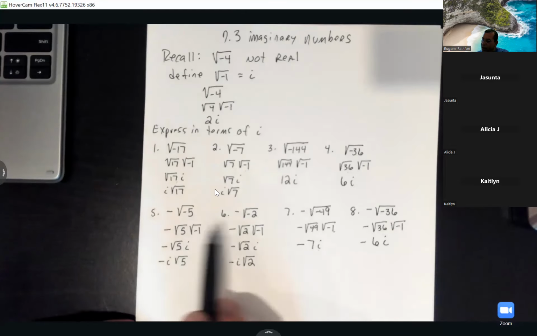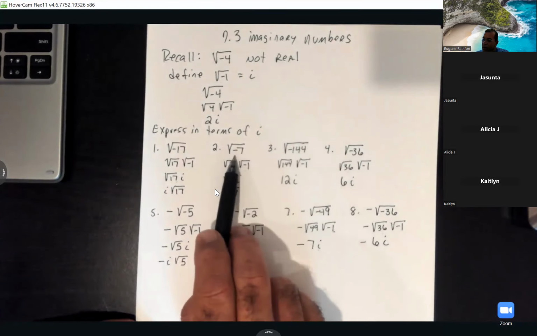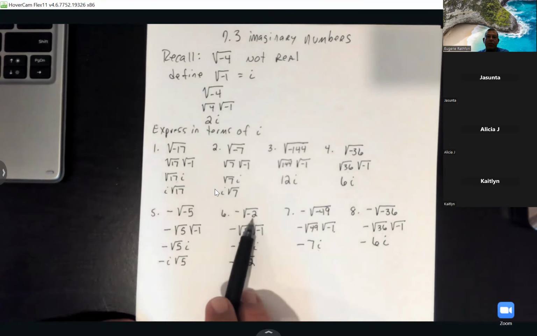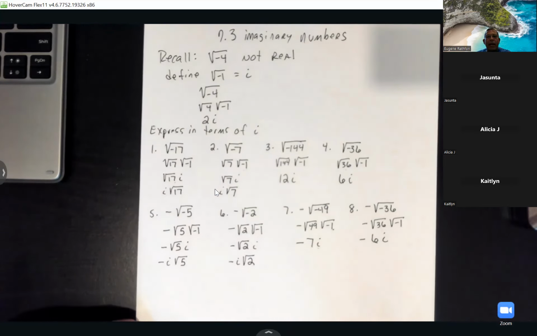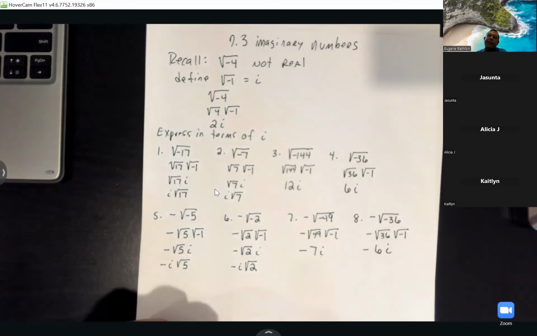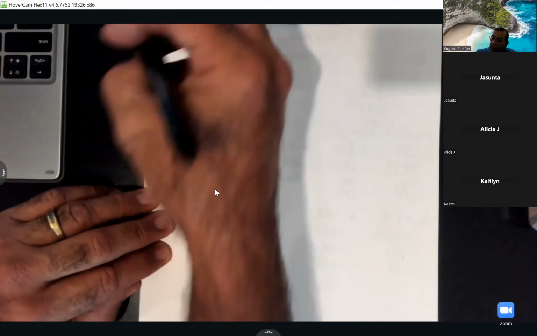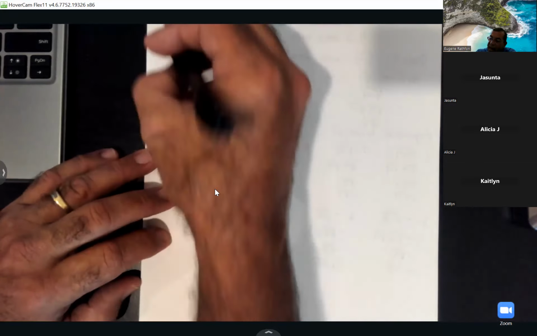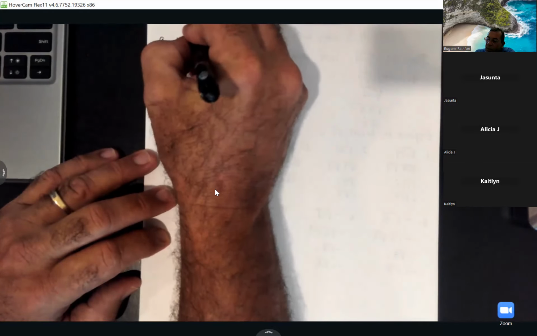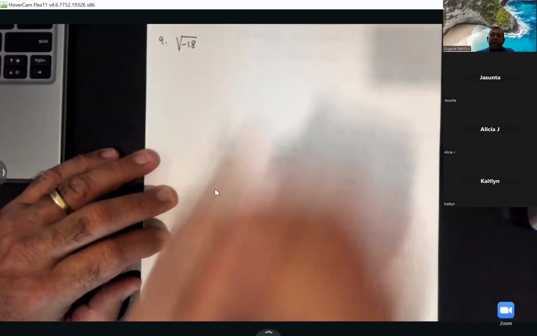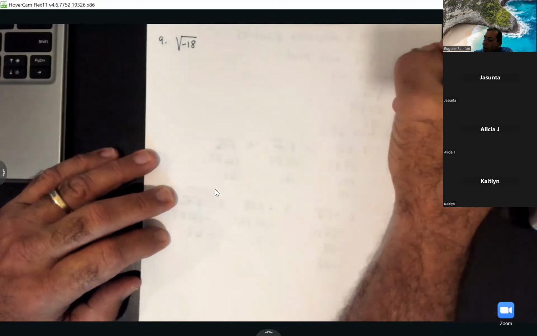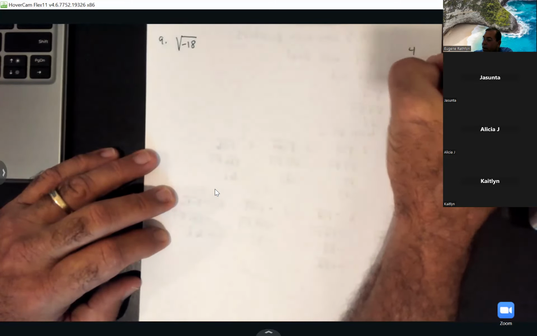And then notice, none of these numbers I've been playing with so far, like the 7, 17, 5, and 2, none of those had any factors that were perfect squares. So let's see some of these where you can simplify them. So we're still going to express these in terms of i, but I'm going to do a square root of -18. And I'm going to write my perfect squares over here again.